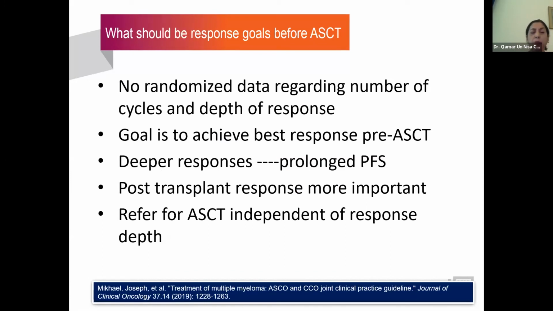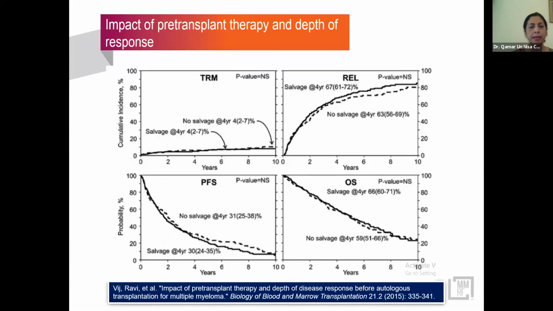However, although we do not have randomized data, cohort-based studies have hinted that post-transplant responses are in fact more important. So any patient who achieves some degree of response to the induction therapy can be referred for autologous transplant, except of course for patients who possibly have progressive disease. Here you can see that in terms of TRM, relapse, progression-free survival and overall survival, there is no difference between patients who did achieve a very good response to the induction chemotherapy and patients who did not.